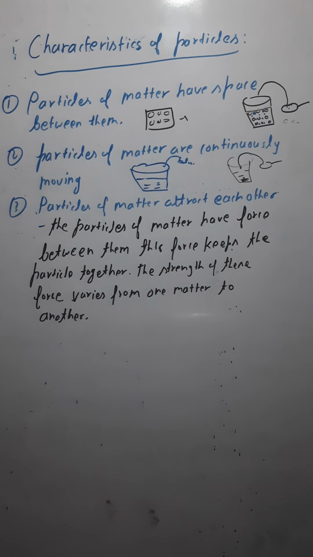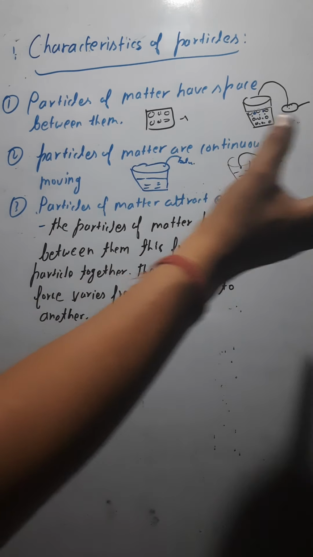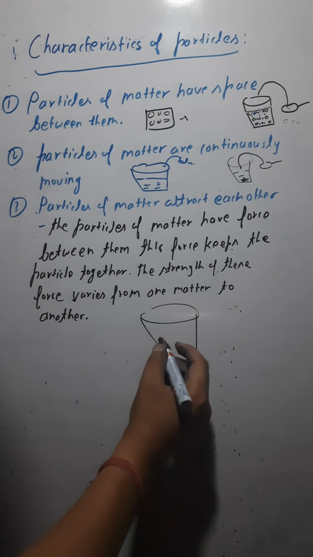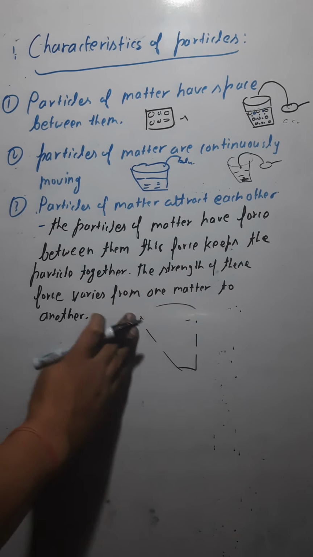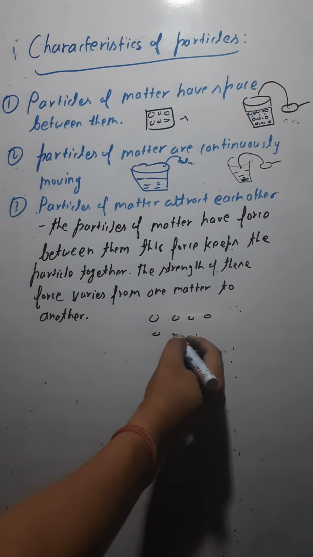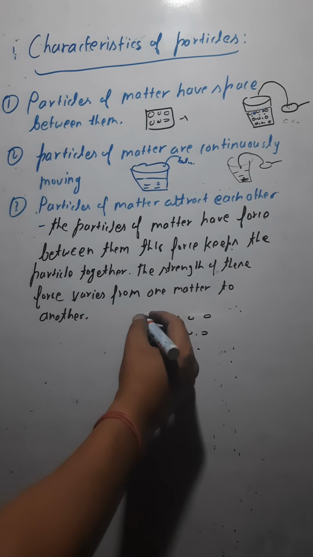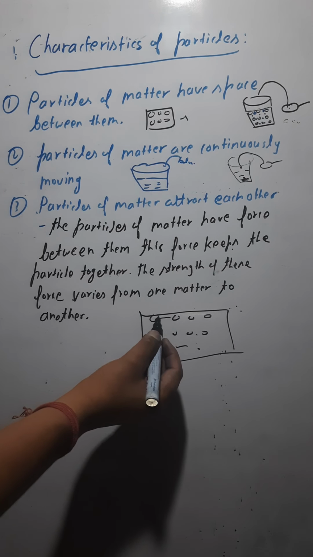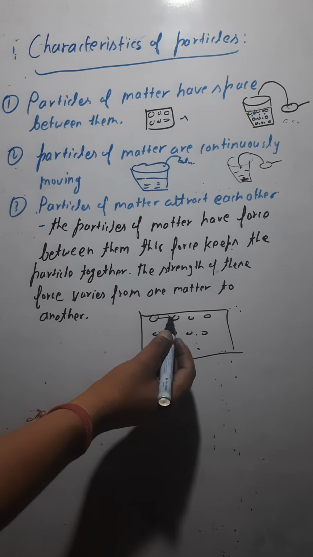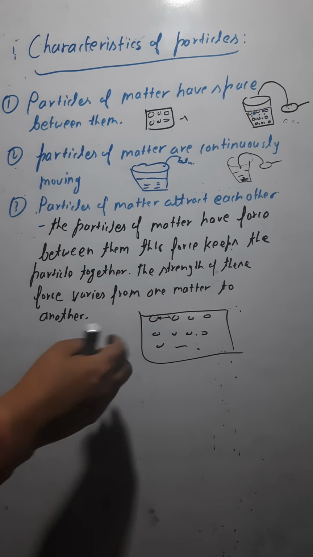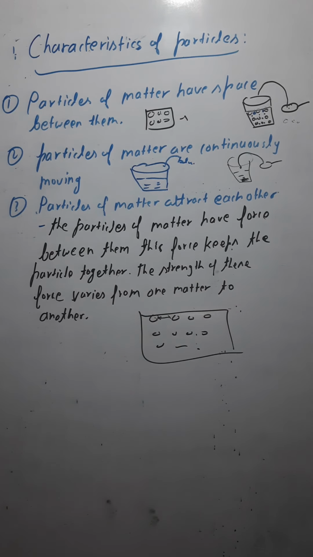Okay. Now let's move towards the next characteristic. Particles of a matter attract each other. Let's say we have water here. So these are the particles of water. These particles of water would be attracting each other. This one particle would be attracting this one towards itself, and this one particle would be attracting this one towards itself. So that is why all the particles are together there.